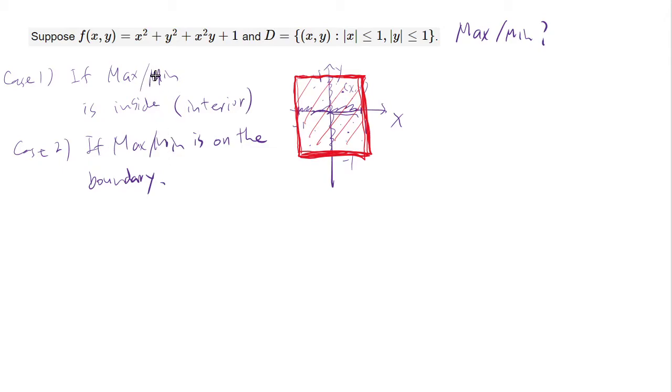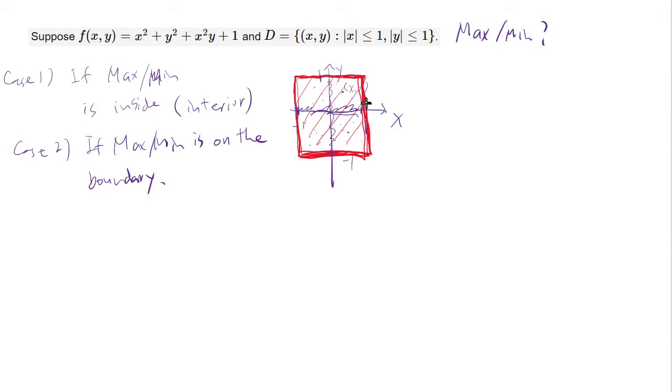Alright, so max min is inside and max min is on the boundary. The reason I distinguish between these two is because inside it really doesn't have any constraint. I mean, being inside is sort of a constraint, but it's not an equation that it has to satisfy. All it needs is that the absolute values of x and y should be strictly less than 1 to be inside this square.